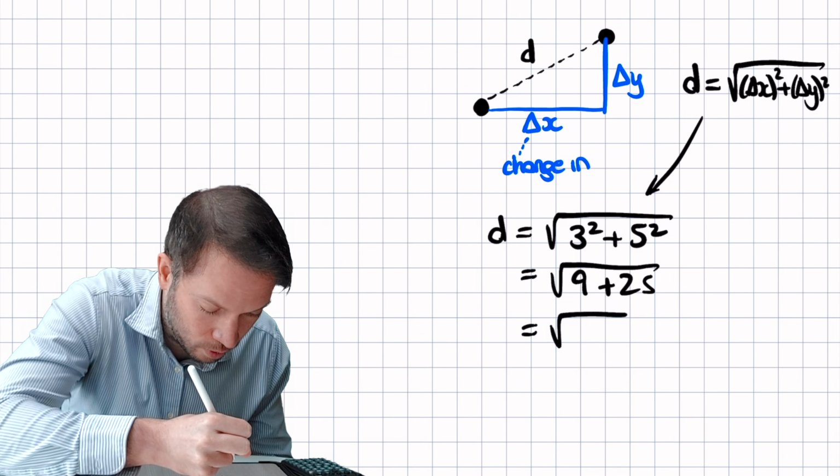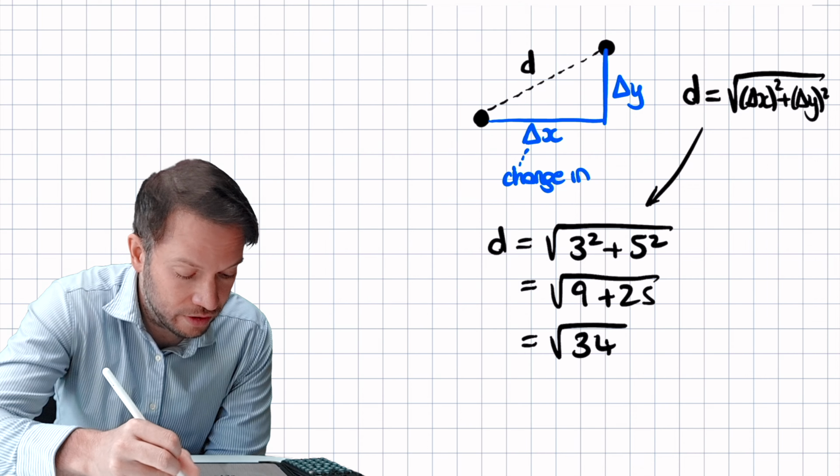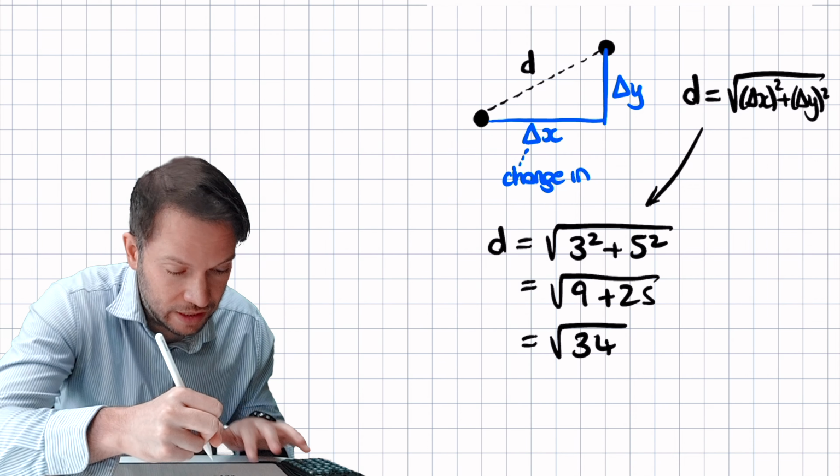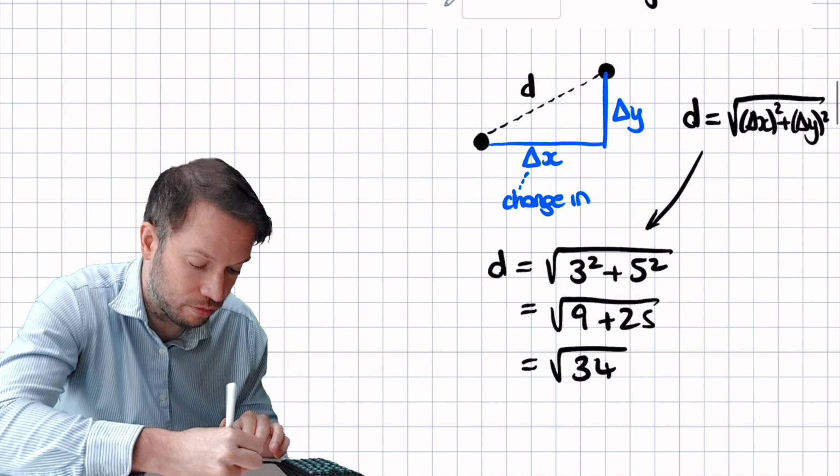And then we want it in surd form. I don't think this simplifies because there's no square number that goes into 34. So that is just going to be the final answer. The distance between the 2 points is just root 34.